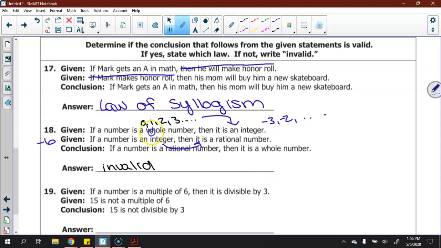Now here's the problem. Again, if I start with if it's a whole number, then it's a rational, I can make that jump. But if you look down here at the conclusion, it says if it's a rational number, then it's a whole number. They flip-flopped the order on that. Because they screwed up the order, we can't make any conclusions about it.